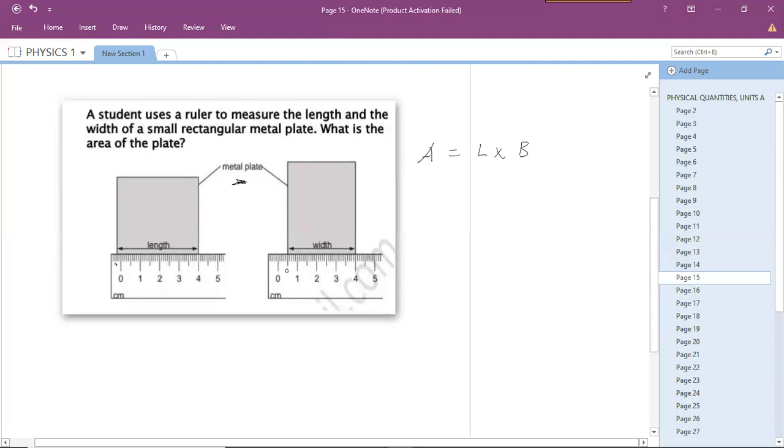So for example, here we'll say 0, 0.1, 0.2, 0.3, 0.4, 0.5, 0.6, 0.7, 0.8, 0.9, 1, 1.1, and so on, 2, 2.1, and so on, 3, 3.1, and so on, 4, 4.1, 4.2, 4.3, 4.4. So our length will be 4.4.